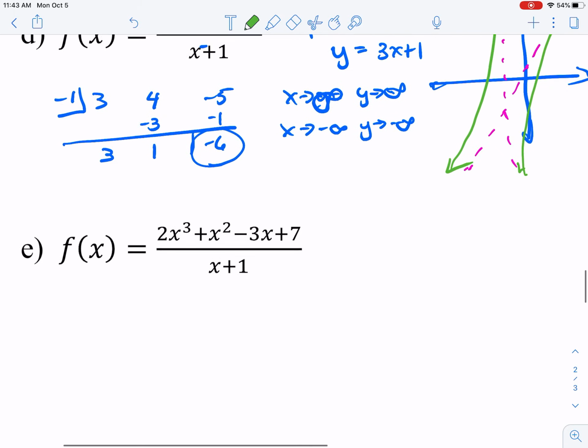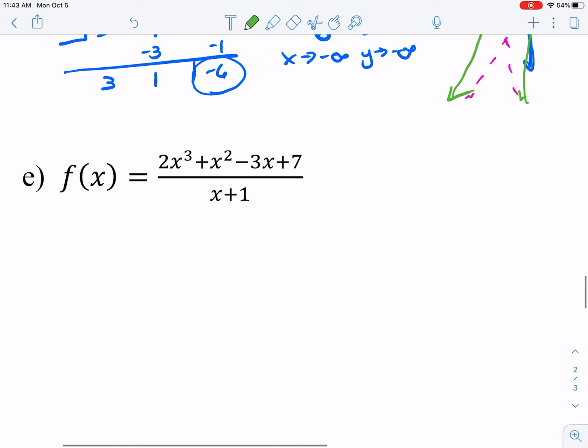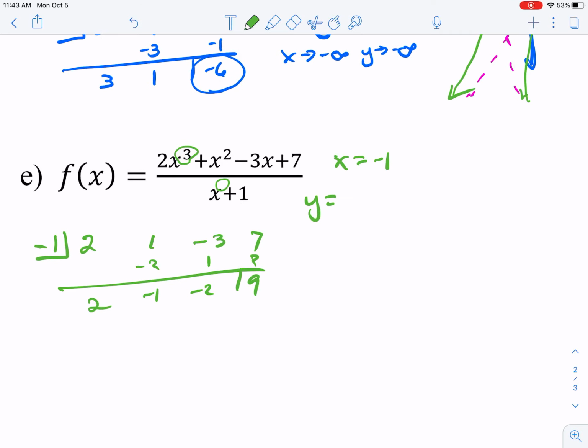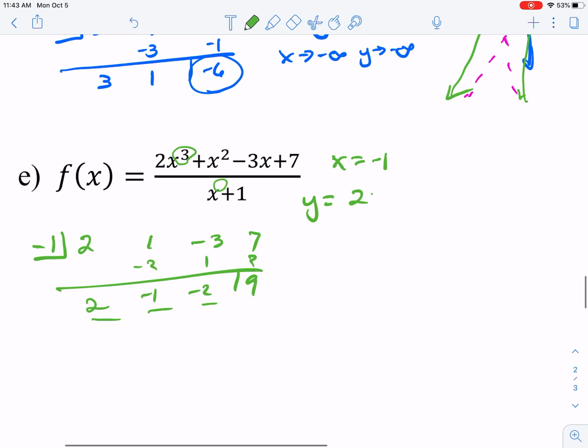All right. Last problem here. It's top heavy by 2. I know it's x equals negative 1 again. I have to divide. This time you have negative 1, 2, 1, negative 3, 7, 2, negative 2. It's negative 1, that's 1, negative 2. 2, that's 9. Don't need that. So y is equal to 2x squared. Hang on. These are the coefficients, remember? 2x squared minus x minus 2.